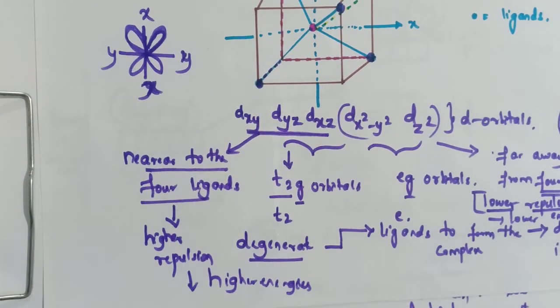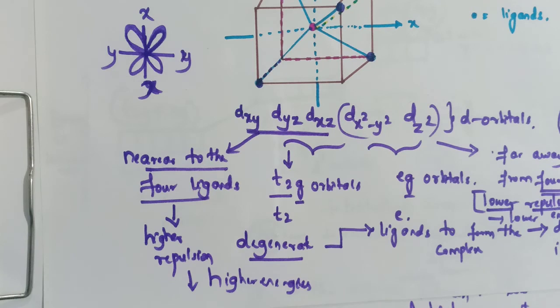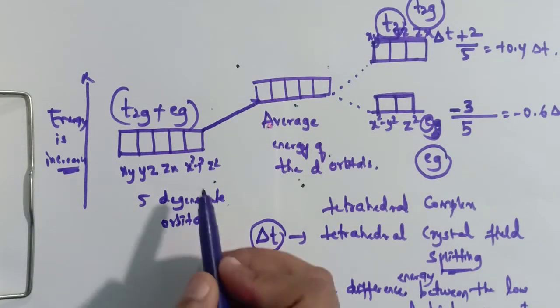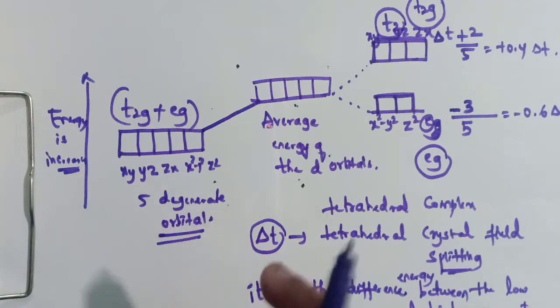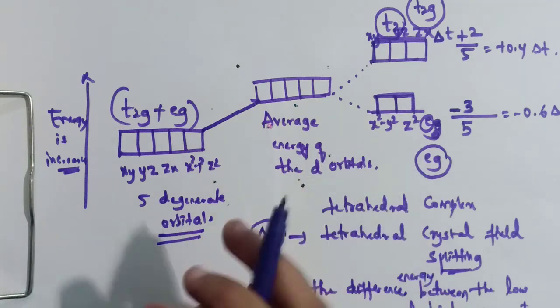When the ligands approach the central metal atom to form a complex, the degeneracy is lost. It is about the splitting. Now coming to the figure, here you can see these are the 5 degenerate orbitals. When the ligands are not approaching, these are having degeneracy, that means they are having equal energies.